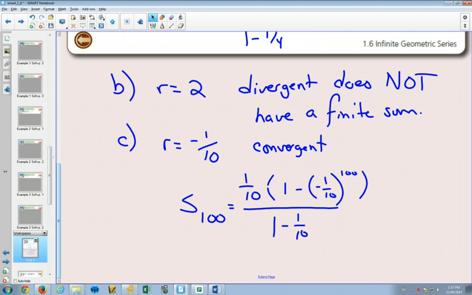Oh, I did a typo here, guys, sorry. What was our R value? Was negative 1/10. So I didn't put that. I need to put the negative 1/10 in the brackets there on the bottom. And we get 0.090909, or 0.09 repeating, which is the same as what fraction? 9/99, which is 1/11.